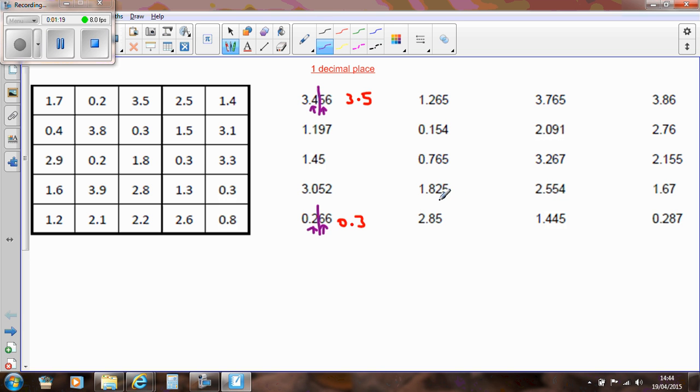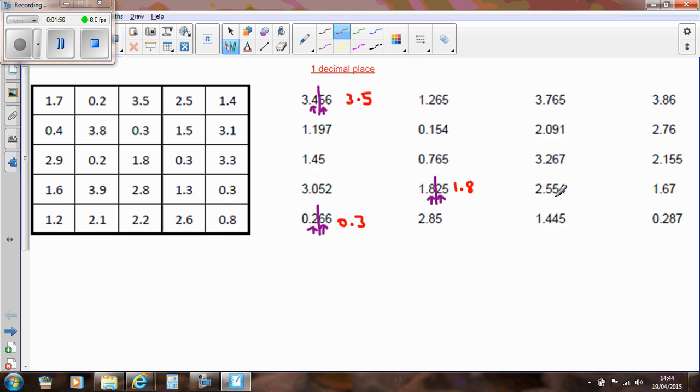Another one, this one here, 1.825, we want it to 1 decimal place, we only want one number after the decimal point. We have a look at this number here. Now, it's not 5 and it's not above 5, it's 2, which means that it does absolutely nothing to this number. It stays exactly the same. So it stays at 1.8. If that number had been a 5, a 6, a 7, an 8 or a 9, that number there would have gone up 1 to 9 and it would have been 1.9. Because it's below 5, it stays the same, it stays as 1.8.